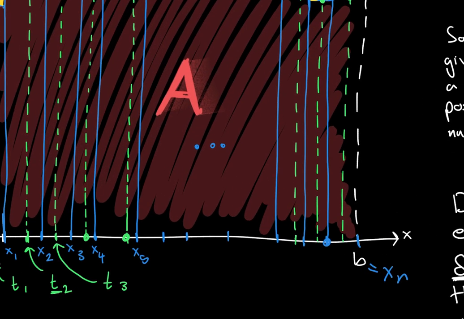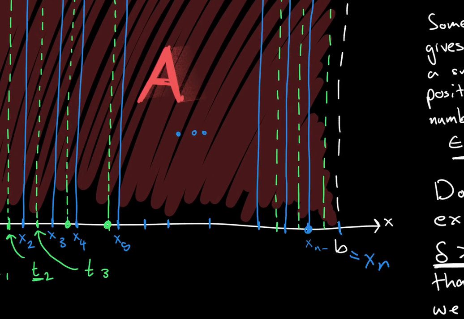This would be x sub n minus 1. This would be x sub n minus 2. X sub n minus 3, and of course this would be the t sub n minus 2. This would be the tag where we choose the height of the rectangle, t sub n minus 1, and of course right here, t sub n, that would just be t sub n.